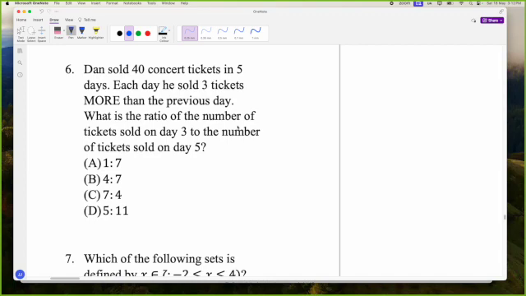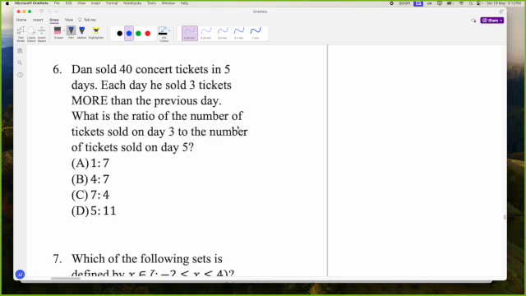Number 6, Dan sold 40 tickets. And this one was a little bit tricky. I actually used algebra to figure out this one, but you tell me if you know any other method to figure this out. I just use algebra to figure out everything, because algebra is a skill that does allow you to figure out everything, right?